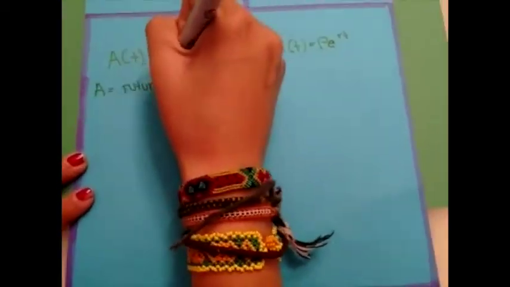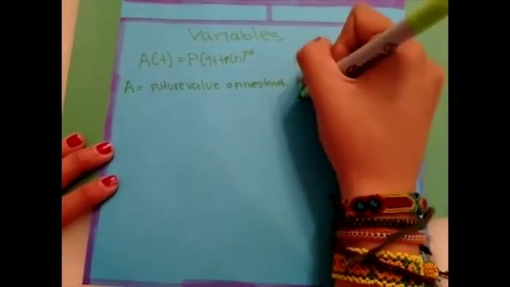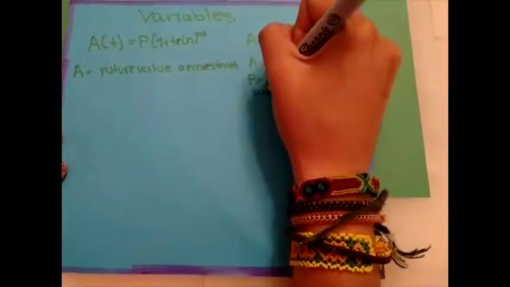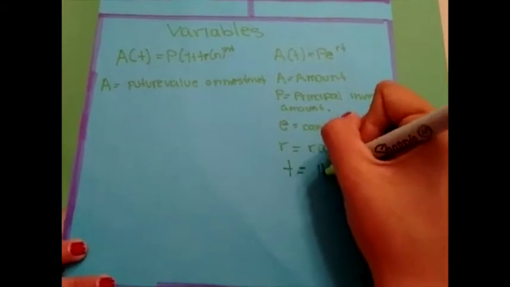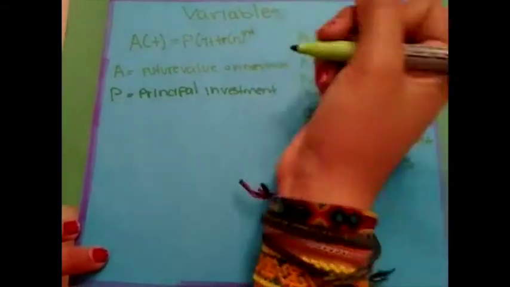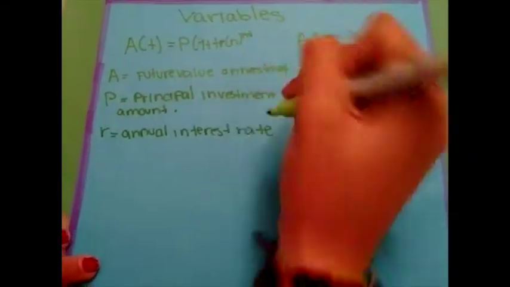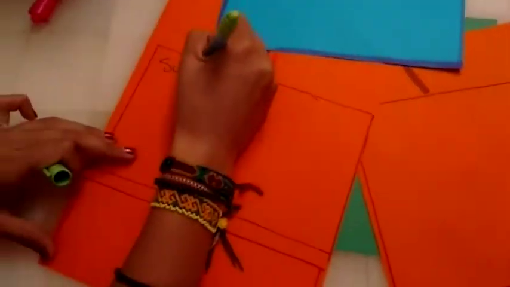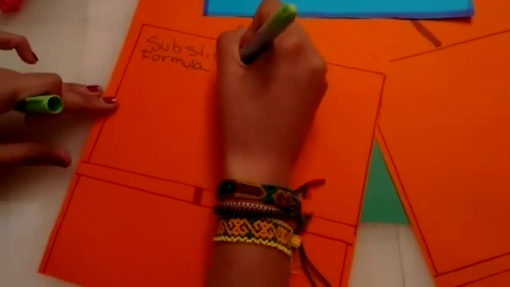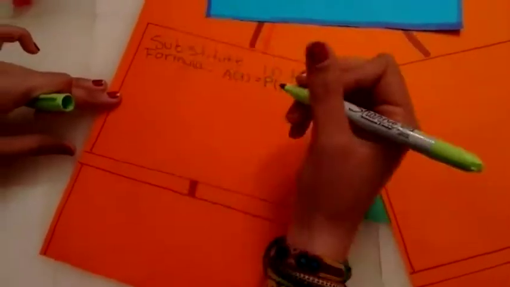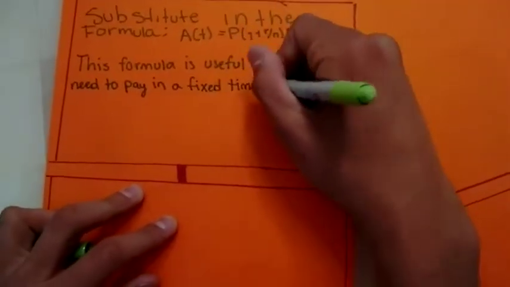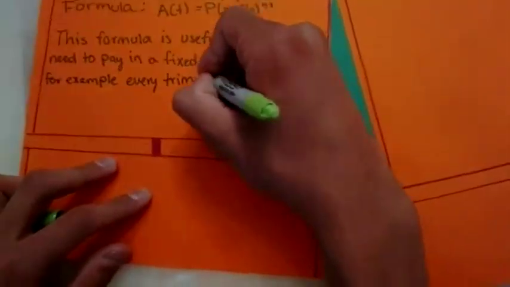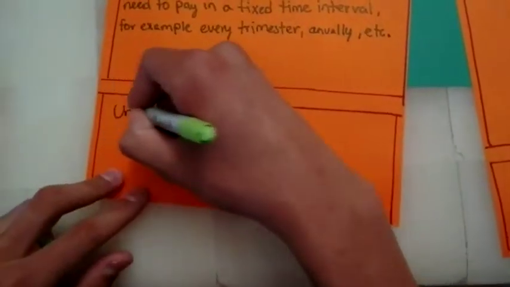A is equal to future value. P is equal to principal investment amount. R is equal to annual interest rate. N is equal to number of times. T is equal to number of years. On both of the formulas, we have to substitute with the variables until we have the results.